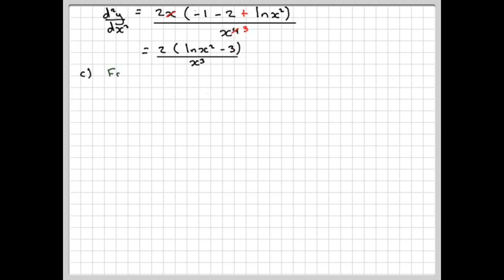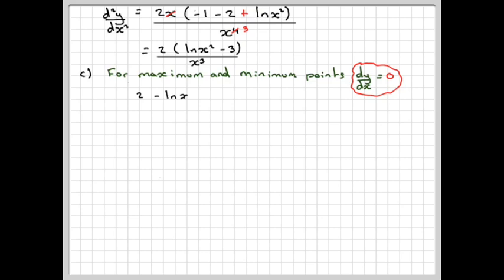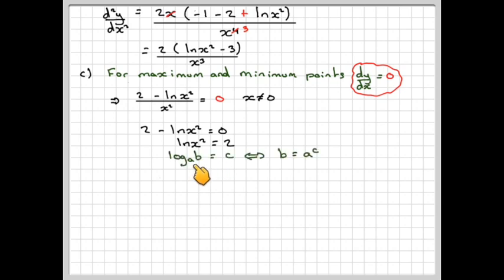For max and minimum points, the first derivative is equal to 0. So this is the first derivative. So x squared can't be equal to 0. Therefore, we're going to get that 2 minus ln of x squared is equal to 0. And solving this, ln of x squared is equal to 2. And then use log to the a of b is equal to c, implies that b is equal to a to the c.